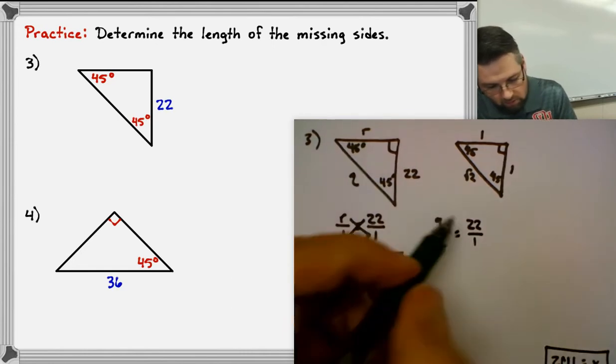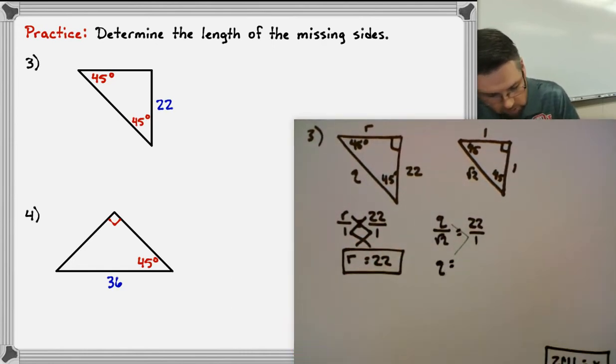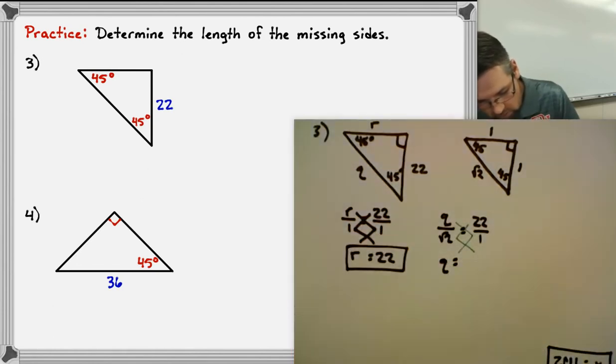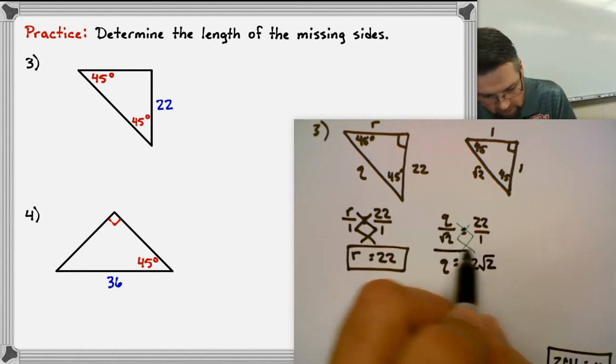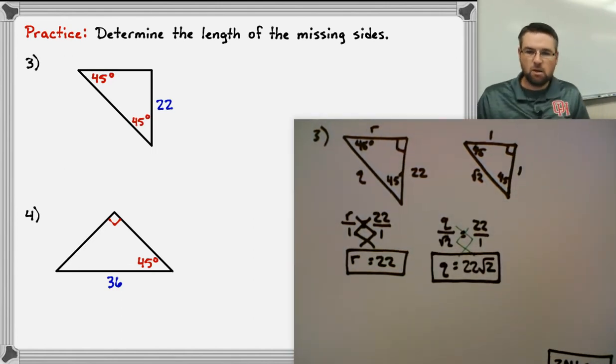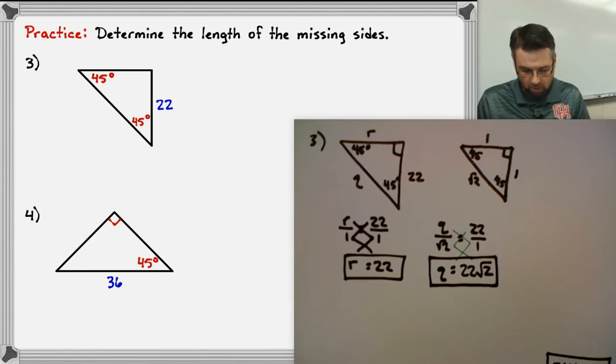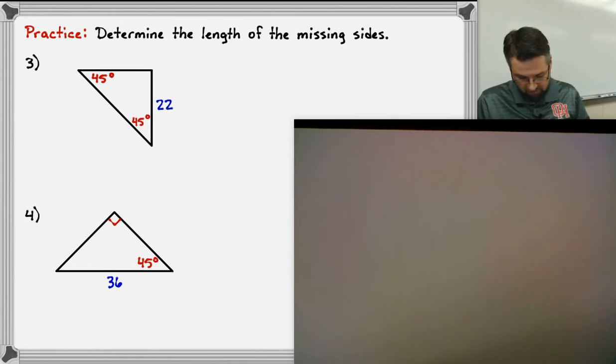Then the other one for Q, we're going to say Q over radical 2 equals 22 over 1. Then we cross multiply those. We end up with Q equals 22 radical 2. And that is our answer there. Okay. All right, so that's how we do number 3. Number 3 was an easier problem, to be honest, right? Let's go ahead and take a look at number 4.